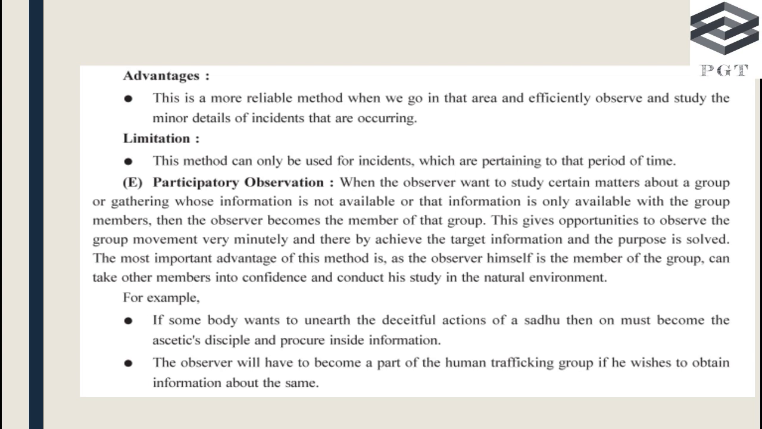Participatory observation. In participatory observation, certain matters about the group and the people are gathered, in which all the members of the group come to learn something. In this opportunity, the people have to minutely make a target of information and solve it. The most important advantage of this method is that the observer himself and the members of the group can take the members into confidence, and the participatory observer mingles to create a big group.